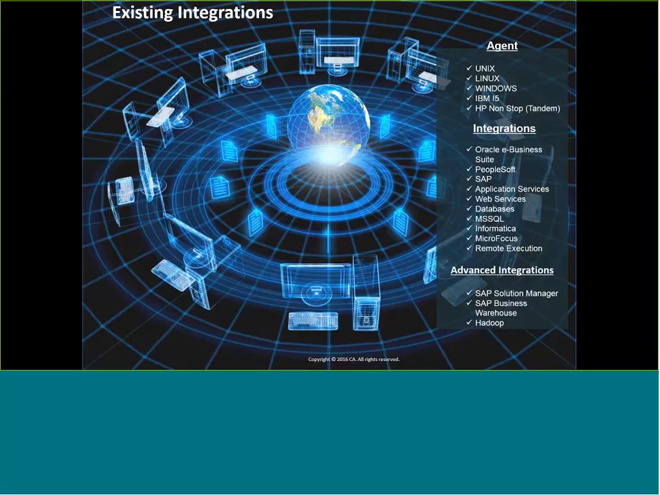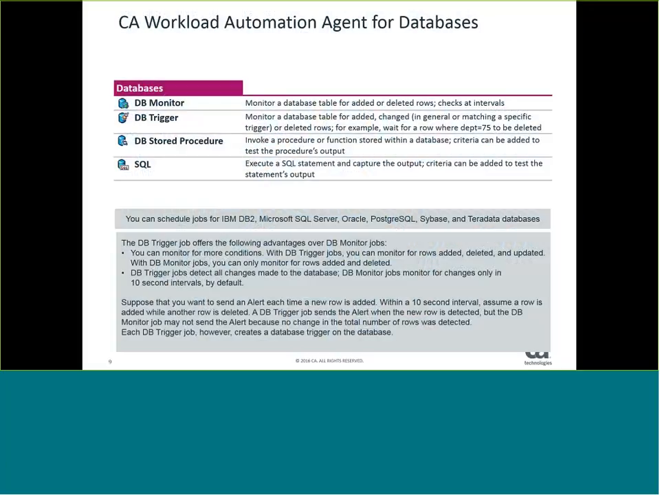But like I said, we're going to focus on the CA Workload Automation agent for databases and the one for Informatica today. So let's start with a high-level overview of what the database agent provides. Really, it provides 4 additional job types that are exposed through all 4 of our strategic engines. The database monitor allows you to monitor a database table for added or deleted rows, and it's really checking for those changes over a polling interval. And we'll talk a little bit more about that as we introduce the trigger one as well.